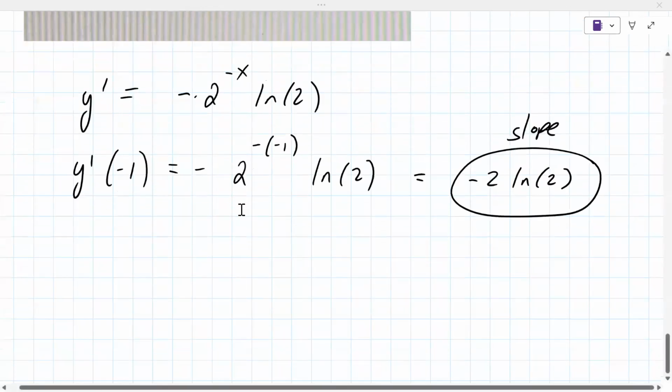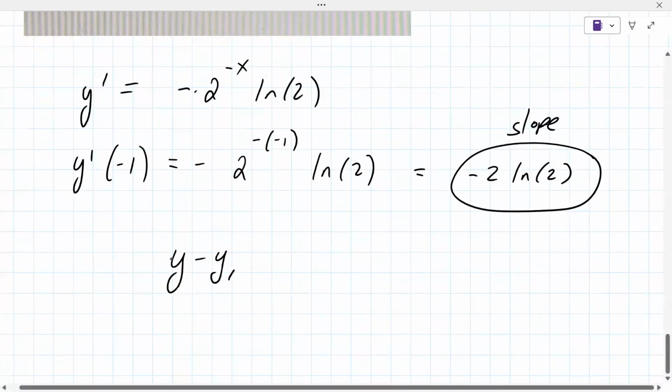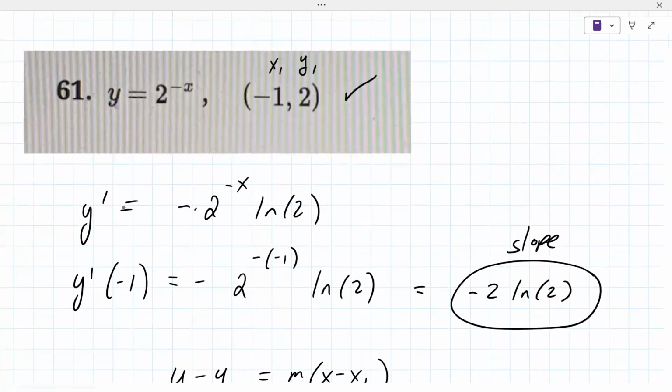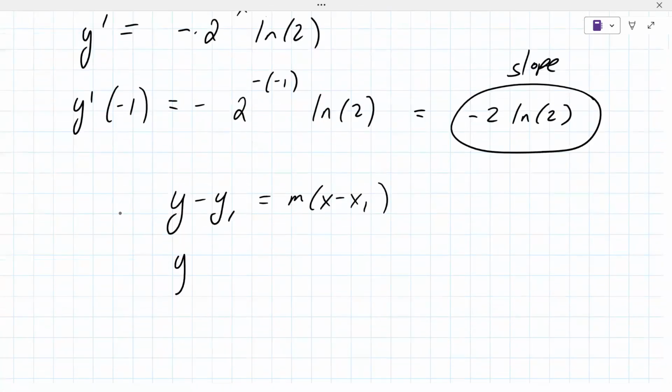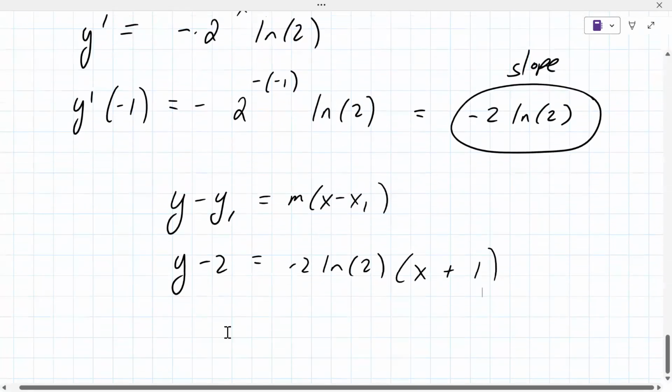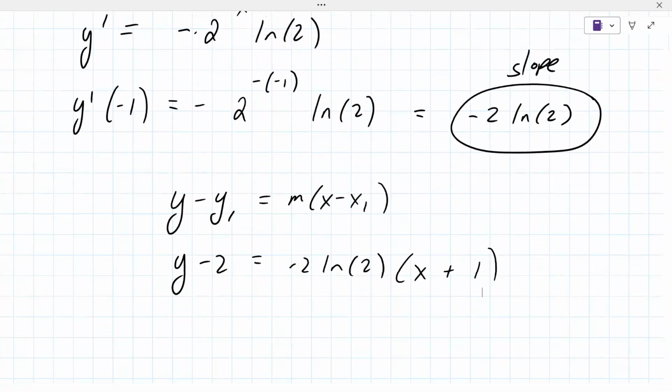So the tangent line, you're right, you go with point slope form: y minus y1 equals slope times x minus x1. And we already have our x1 and our y1. So it's y minus 2 equals -2 natural log of 2 times x plus 1, because the negative results like that. They might move the 2 over, they might not, couldn't tell you.